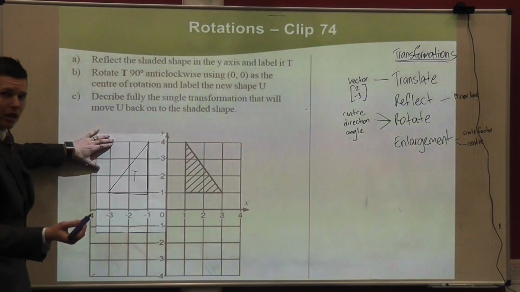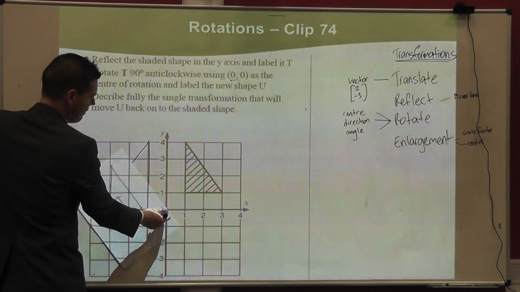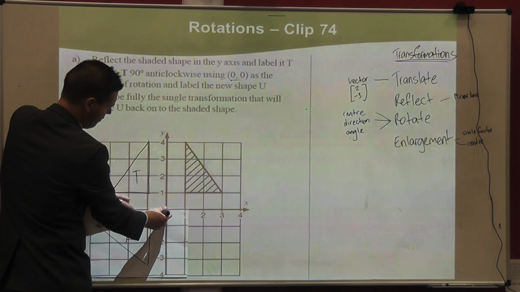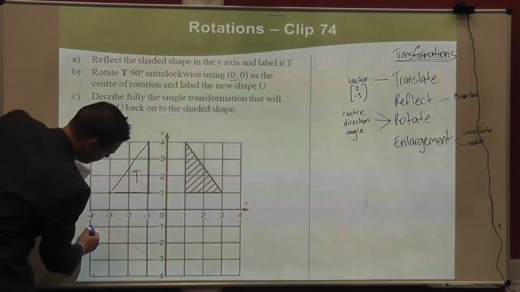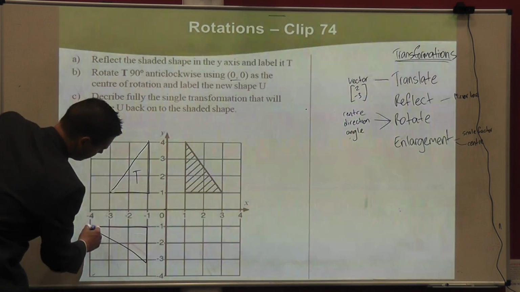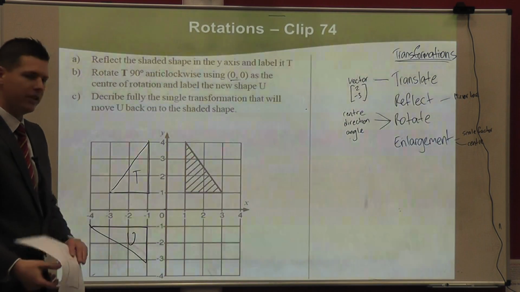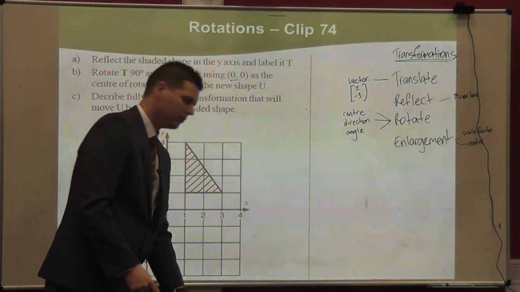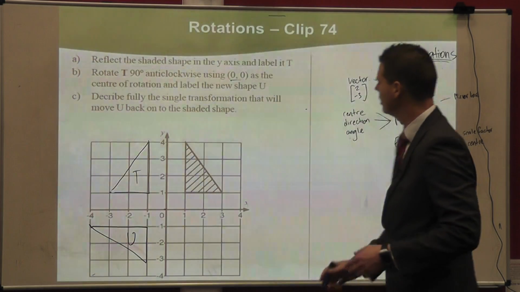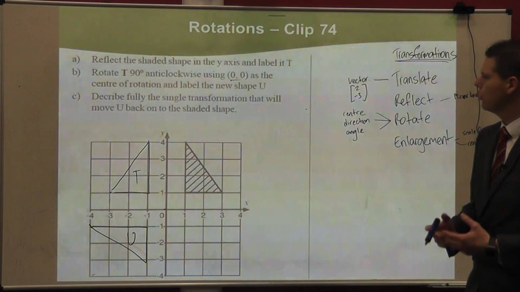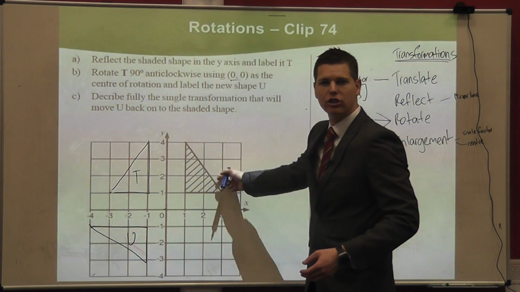I get my pen, I stick it on the center of rotation, which is 0, 0 for this case, and I rotate that shape 90 degrees. And you can see where that then goes over. So I then draw that shape on, and I label it U. So now what I've done is I've reflected and rotated. And the last part of this question is asking us to describe fully the single transformation that will move shape U back onto the shaded shape.